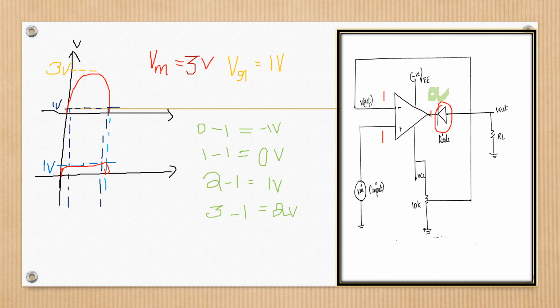When I apply the input as 2 volt, the difference between these two voltages will be 1 volt. At that time the diode will not be on, it will be off. When I apply the input voltage as 3 volt, that time also the diode will not be on, it will be off.